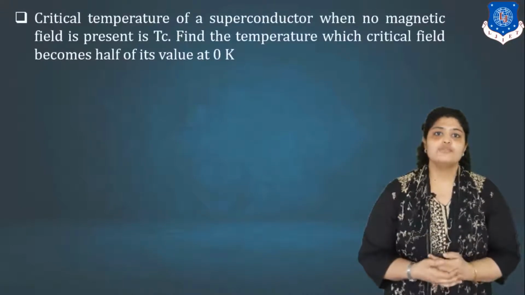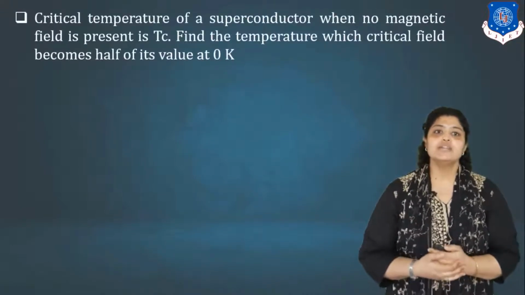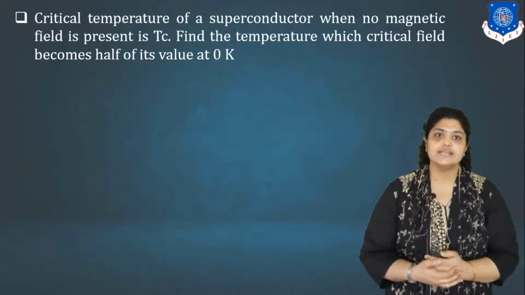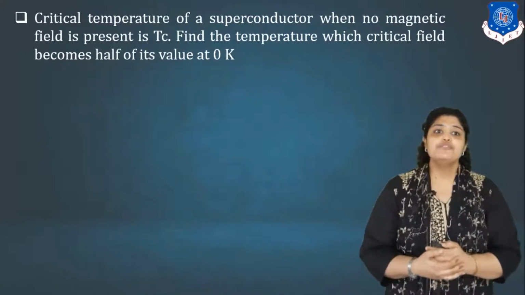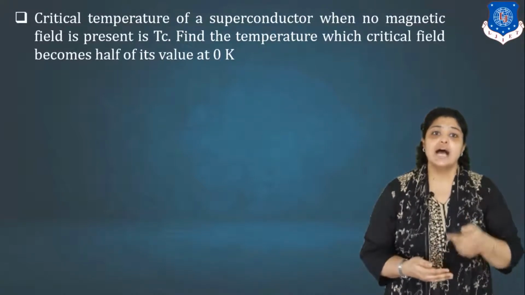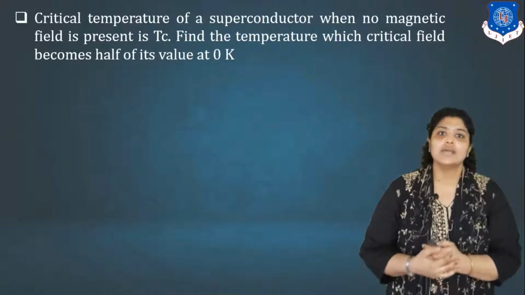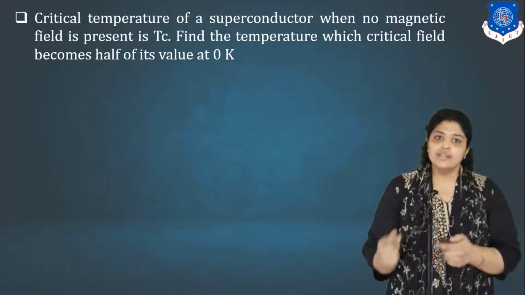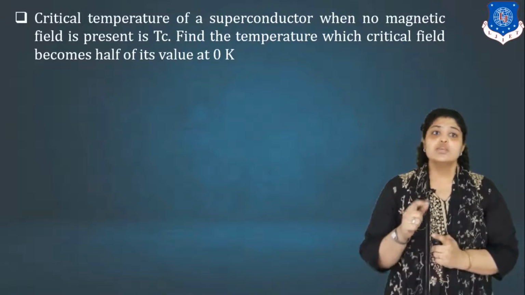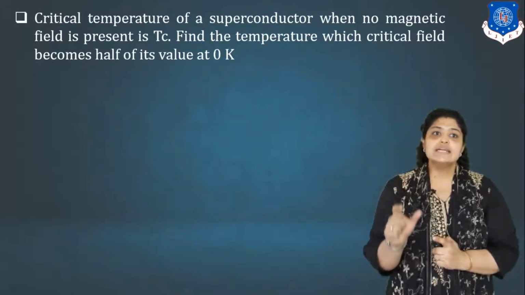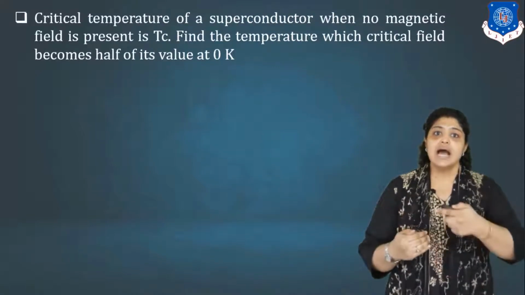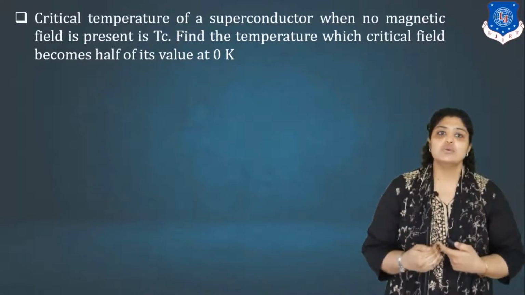One more numerical from the chapter. The critical temperature of a superconductor when no magnetic field is present is Tc. You have to find the temperature at which the critical field becomes half of its value at 0 Kelvin. So you are given the value of Tc as Tc only, no numeric value is given. You are also given a statement that the critical field, Hc, becomes half of its value at 0 Kelvin.